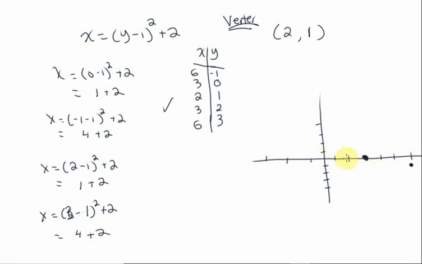I have 2, 1. I have 3, 2. And I have 6, 1, 2, 3. So does this look like a sideways parabola? And the answer is yeah, thank goodness. So I tried to make a big deal with that. Sorry if I confused you. I just wanted you to discover that I can switch the x's and the y's, and that gives me a sideways parabola. But it works exactly the same.